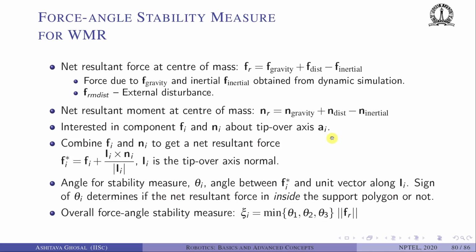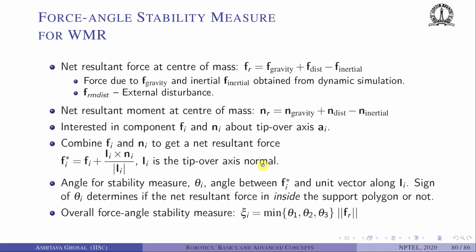It can tip over any one of these axes. So we want to find the force for that tip over axis and also the angle. So we know this Fi and Ni about the tip over axis. We have to combine this Fi and Ni to get a resultant force, which is this Fi star, and this is combined in this way. So Fi star is Fi plus the normal II cross Ni divided by the magnitude of II. So II is the tip over axis normal.